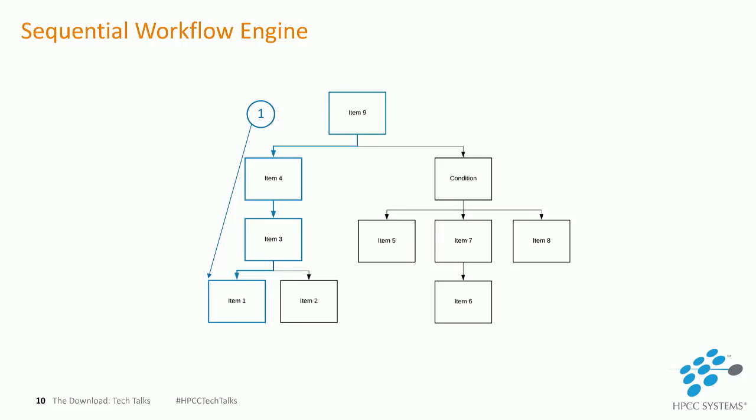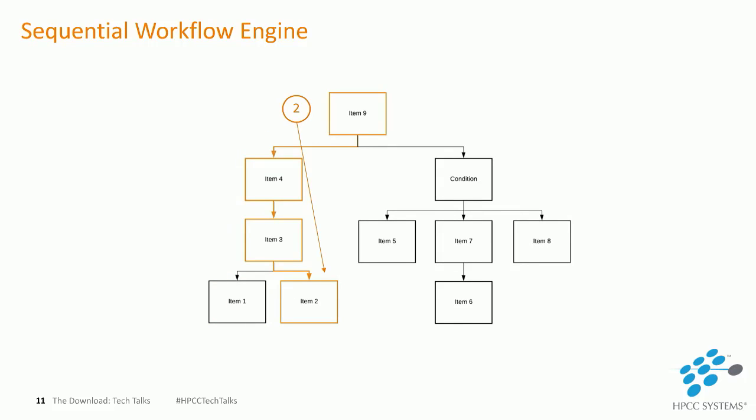It takes each item in turn, starting from item 9, and executes any dependencies of that item. So you can see that it will traverse the workflow down to item 1. Once it's performed item 1, it will perform the other dependency that belongs to item 3, which is item 2. And after doing that, it will retrace its steps through the workflow.